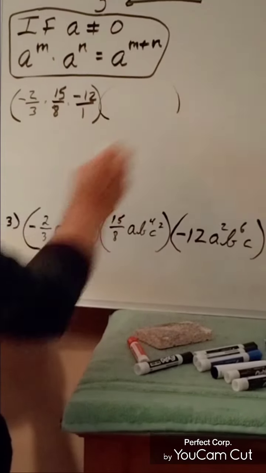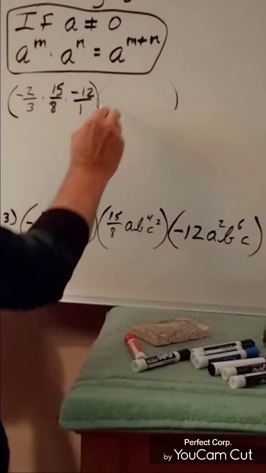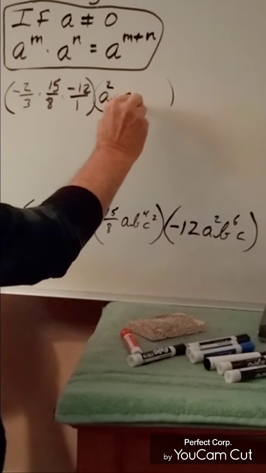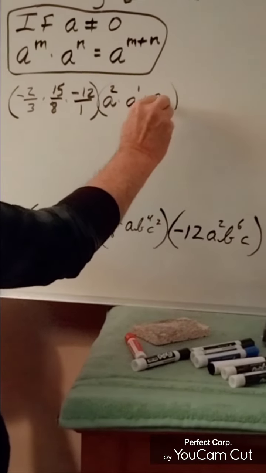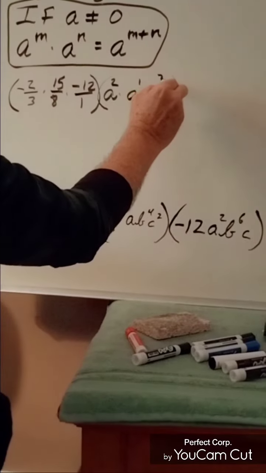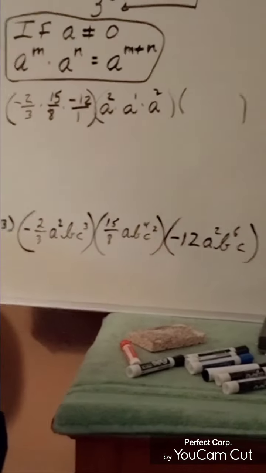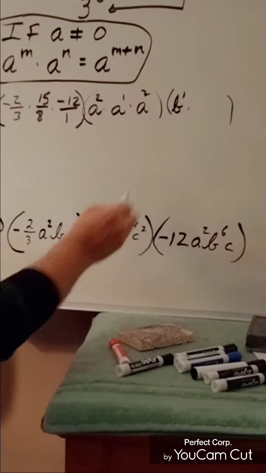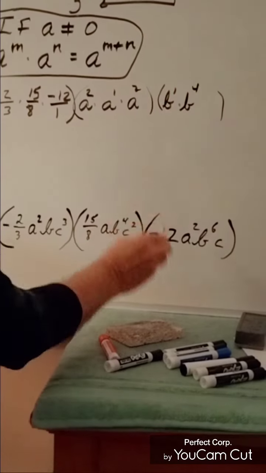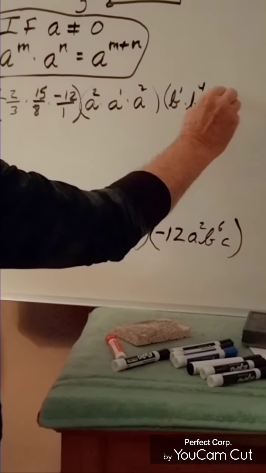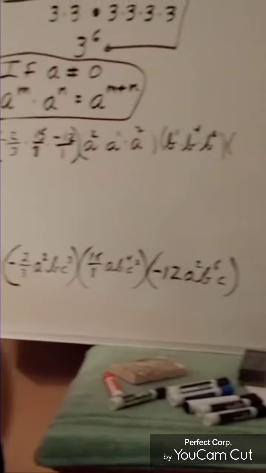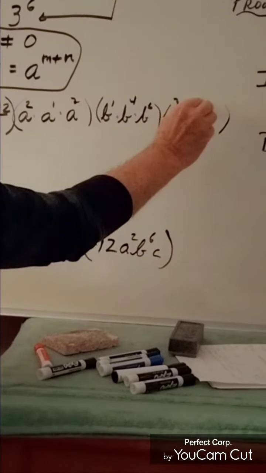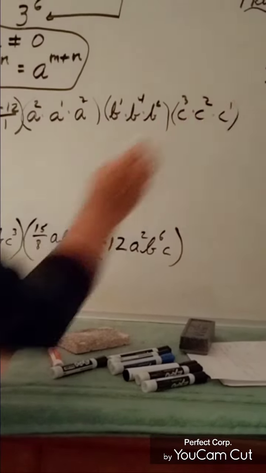House number 2, the powers of A. A to the second times A to the first times A to the second. House number 3, B to the first times B to the fourth times B to the sixth. And house number 4, the powers of C. C cubed times C squared times C to the first.